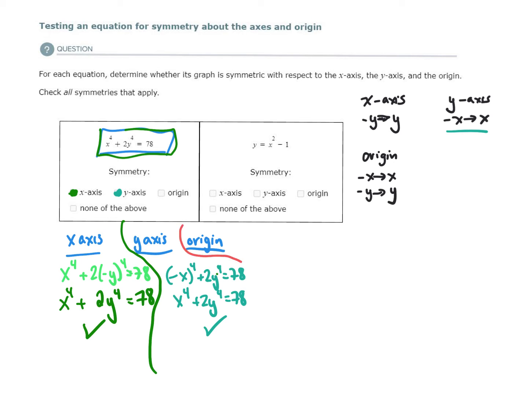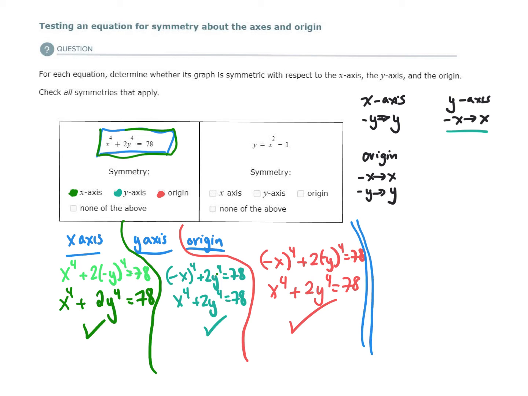You can probably see that this is going to be similar for the origin when I plug in both negative x and negative y. Because if I get negative x to the fourth plus 2 times negative y to the fourth equals 78, same idea. Negative x to the fourth will become positive, so x to the fourth plus 2y to the fourth equals 78. And so that's true as well. So this one, all three worked out. Quite honestly, that doesn't happen all the time. Most of the time it's only one, but it certainly could be all three.